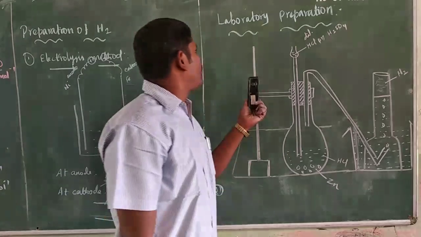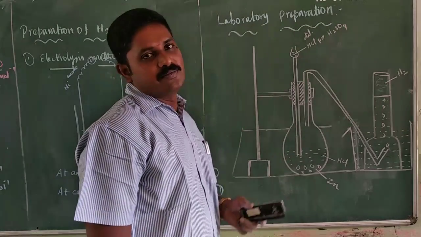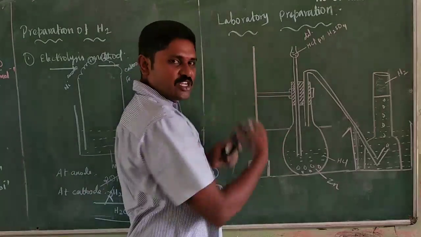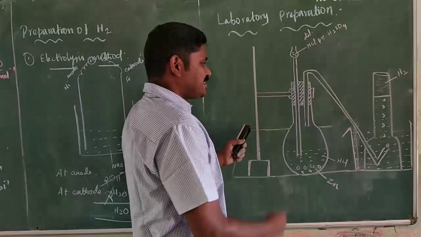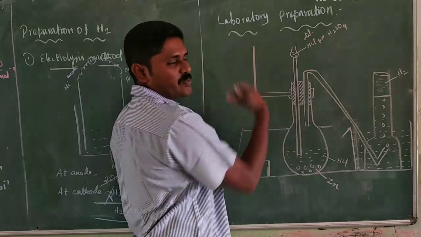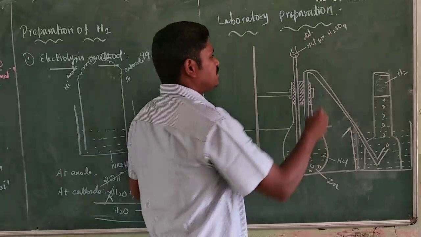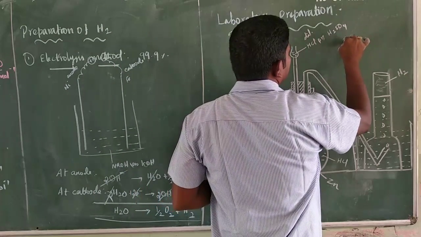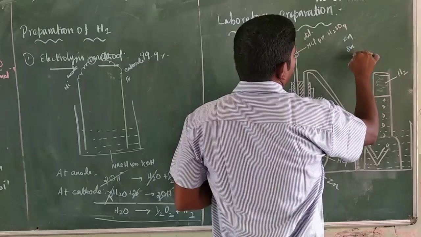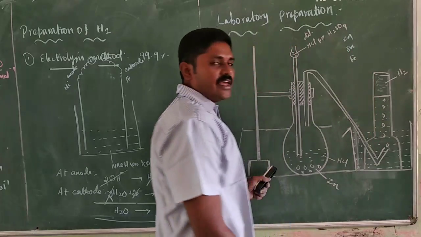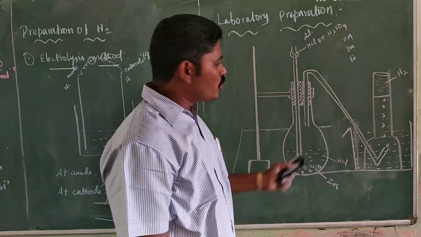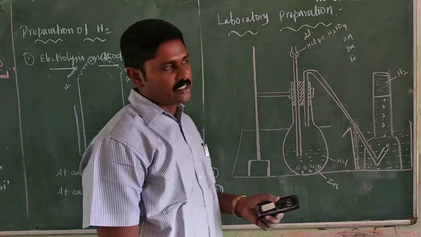Another method is the laboratory preparation, a large scale method where hydrogen gas is easily prepared. In the laboratory preparation method, metals like zinc, tin, and iron react with dilute acid to give hydrogen gas.